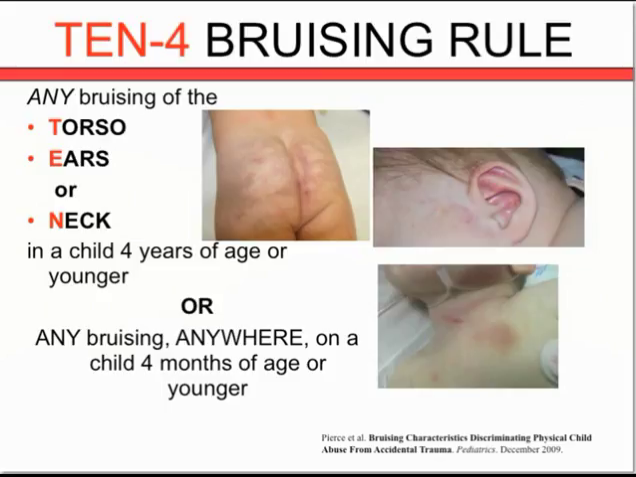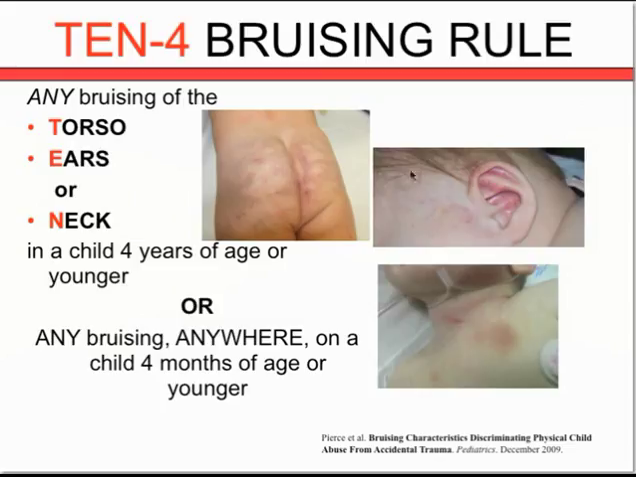Bruising is one of the most commonly overlooked early warning signs of physical abuse. If we can learn to recognize bruising and to understand what bruising is normal and what bruising is abnormal, we have taken great strides in our ability to help protect these children. The 4-4-1 bruising rule was developed at Norton Children's Hospital in Louisville with U of L faculty members, and it stands for torso, ears, or neck. So any bruising of the torso, ears, or neck in a child 4 years of age or younger, or any bruising anywhere on a child 4 months of age or younger.